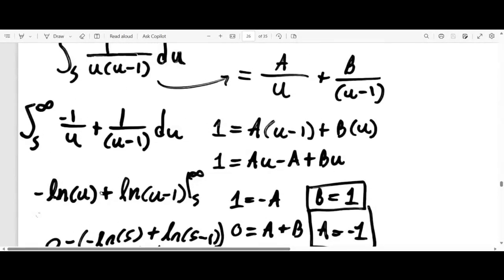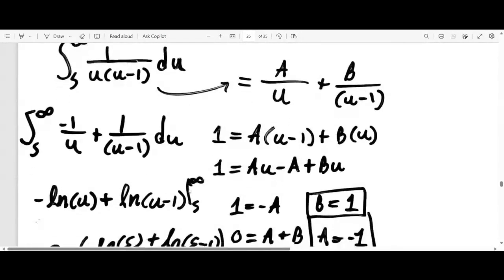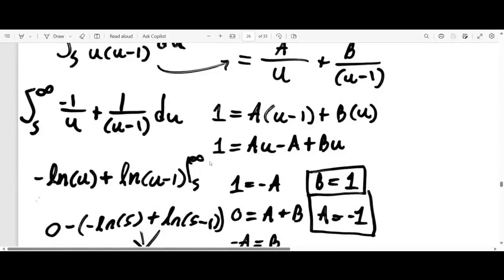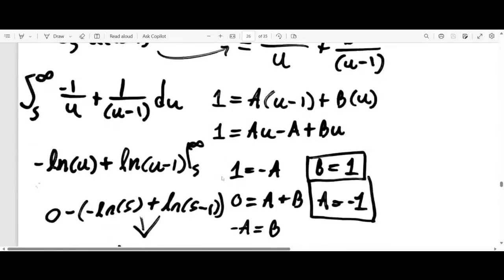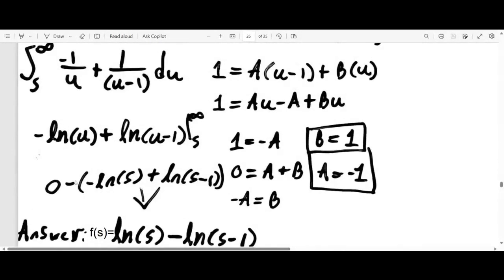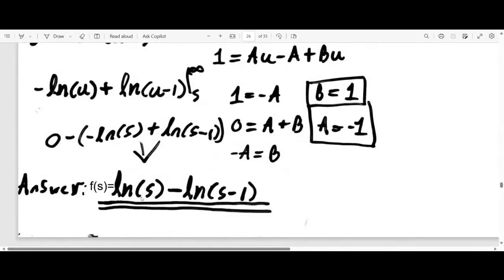Once you do that, you find the form it takes on is negative ln of u plus ln of u minus 1. You're going to evaluate from s to infinity, and in doing so, you find that the infinity side is going to be 0, because as this function heads to infinity, it is canceled out by this positive function; it's practically negative infinity plus positive infinity, which is 0. Then you substitute in s, and you have your final answer when you distribute that negative: F(s) is equal to ln of s minus ln of s minus 1.